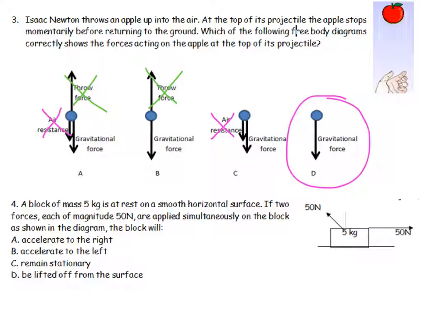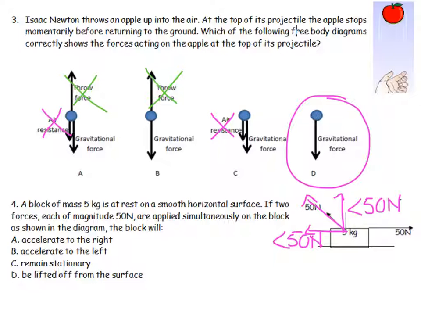A block of mass 5 kilograms is at rest on a smooth horizontal surface. If two forces, each 50 newtons, are applied to the block, what will happen to the block? So we can unpack this force here. We're not given an angle, so we're not going to calculate it. But we do know that the 50 newtons is the hypotenuse. Therefore, this upward force is less than 50 newtons, and the downward force is also less than 50 newtons.